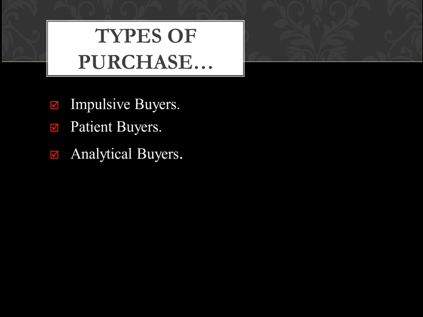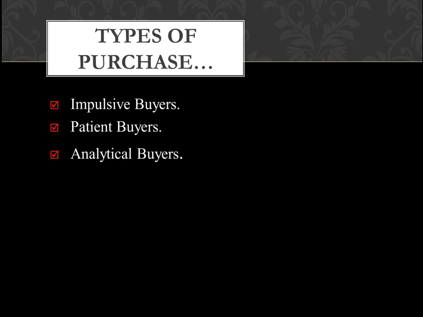That is known as impulsive buying. So buying something without planning it is known as impulsive buying. The second type of buyers are patient buyers. They'll think over it again and again, and then they'll get determined whether they should purchase the thing or not, and then they will wait for some time and then buy. Impulsive buyers are quick buyers.